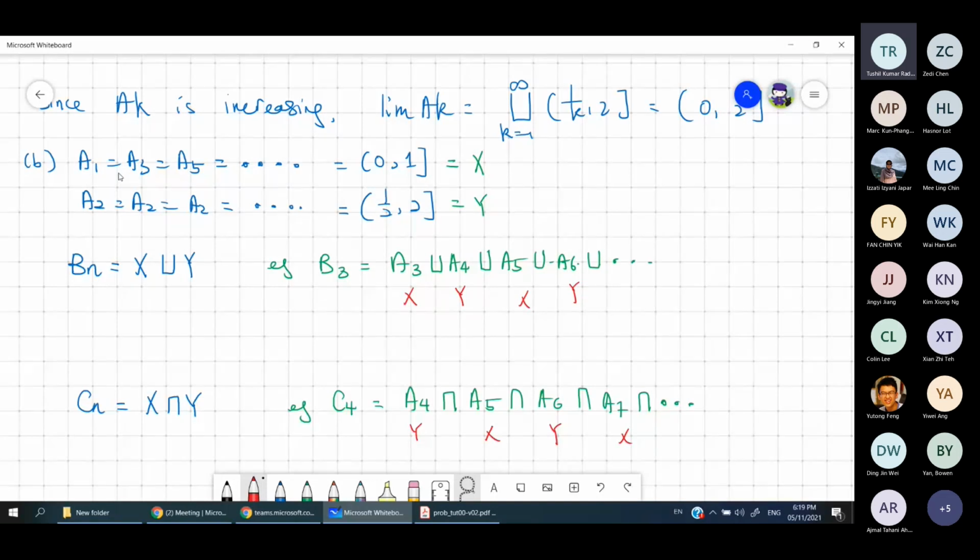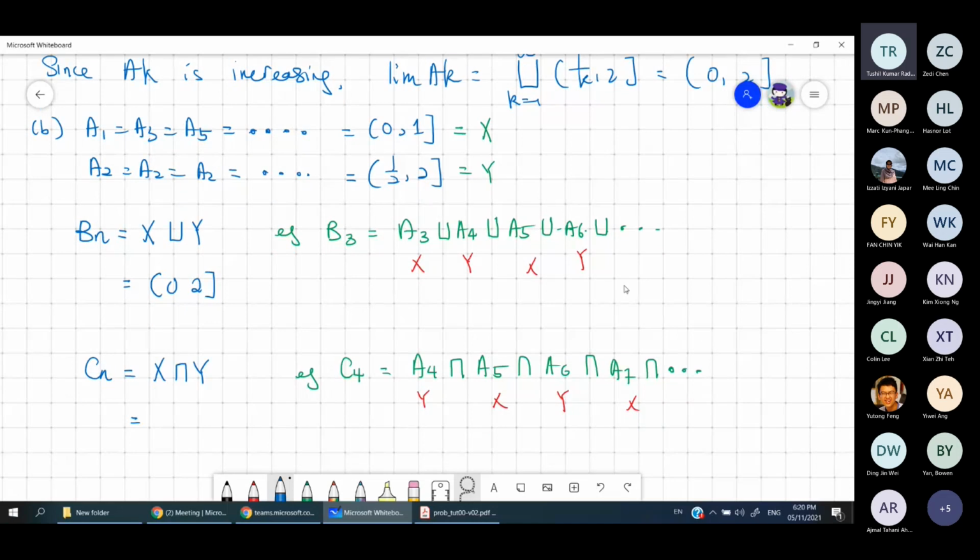Okay, now I think it's clear. You look at this is X, this is Y. So for the union, you just need to combine these two sets, so this will be equal to (0, 2]. Similarly, for C_n, if you take the intersection of (0, 1] and (1/2, 2], that means this will be (1/2, 1]. So this is true for all n.